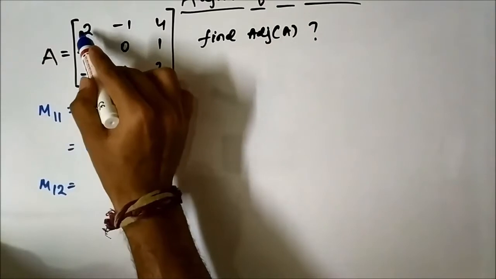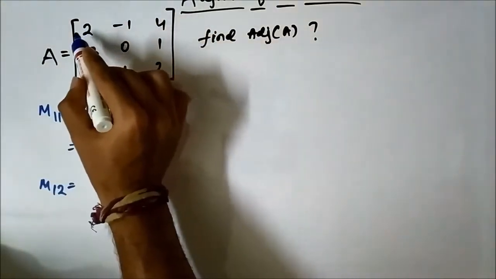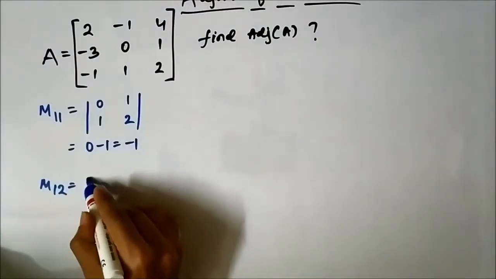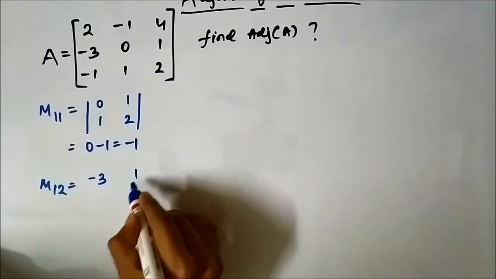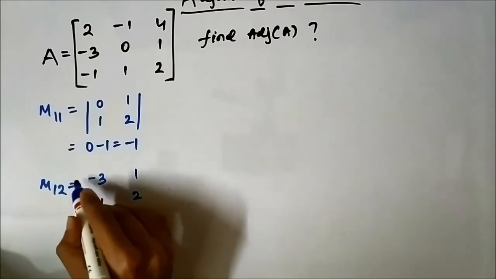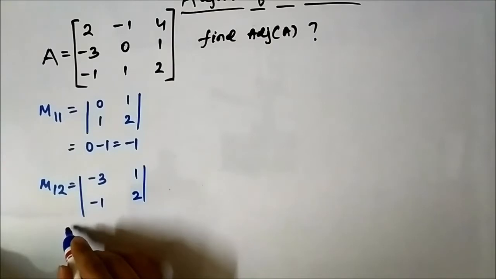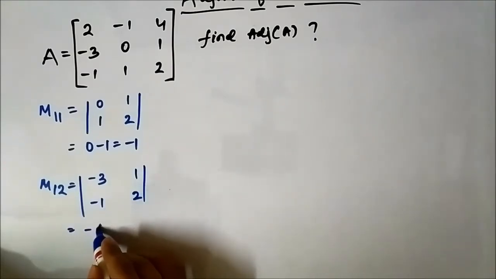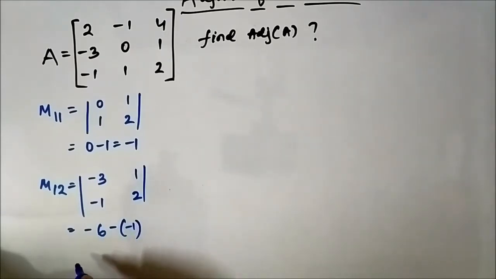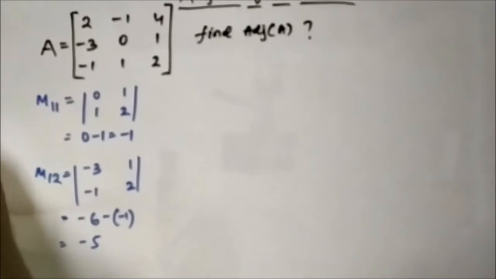Similarly, M12, the element which is present at the intersection of the first row and the second column. Similarly, it is minus 3, 1, minus 1, 2. This is equal to minus 6 minus minus 1, which is equal to minus 5. This is M12.